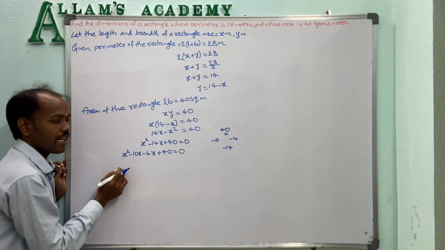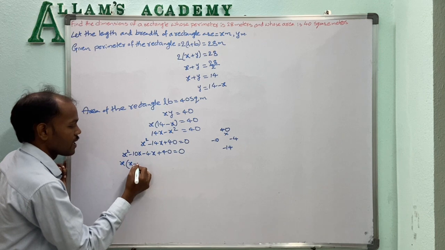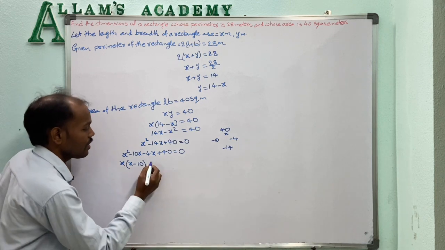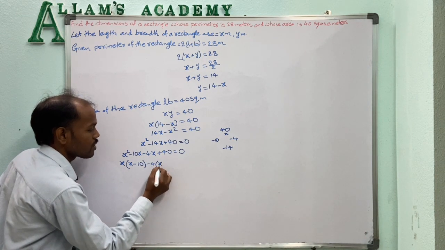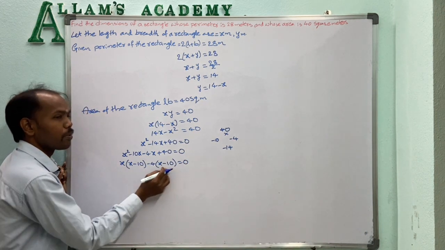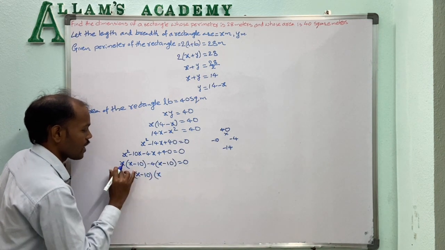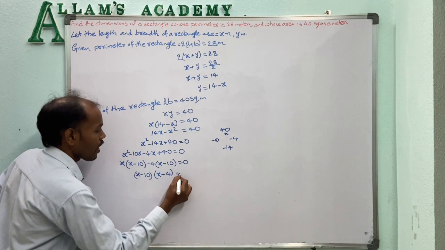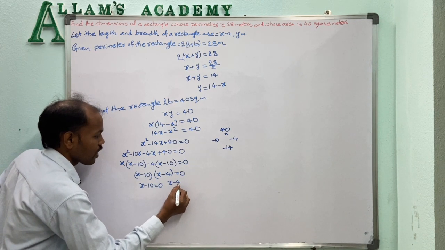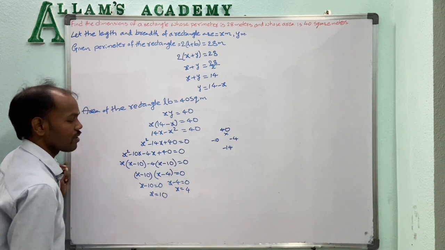Now x square means x into x, and 10x means 10 into x. So taking x common, x into (x minus 10). Now 4x means 4 into x, and 40 means 4 into 10. So taking minus 4 common, minus 4 into (x minus 10), equal to 0. Now in this, both have x minus 10 as the common factor. So taking x minus 10 common, here x remains and here minus 4 remains, equal to 0. That means either x minus 10 equal to 0, or x minus 4 equal to 0. If x minus 4 equal to 0, then x equal to 4. If x minus 10 equal to 0, then x equal to 10.